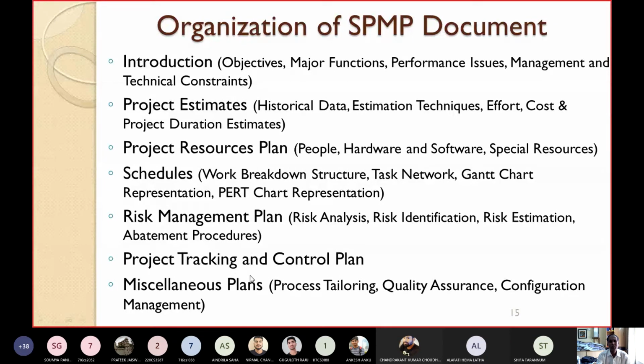Here we have to track the performance of the project, how we are moving, whether we are moving in the right direction, whether we are moving as per the schedule. We have to track the progress of the project. Also, we have to control the progress of the project. If it is going beyond the control, we have to bring it into proper control. We have to make some plan for this. Okay. So the next thing is project tracking and control plan.